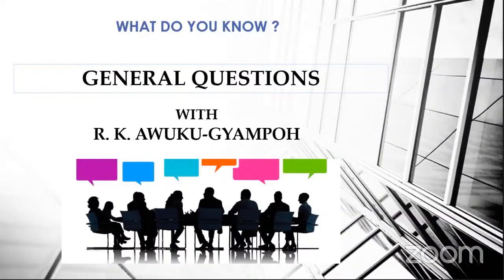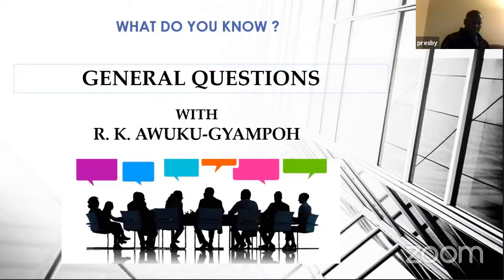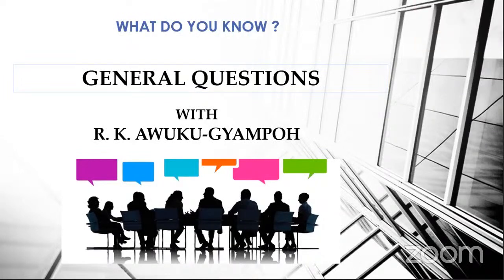So let me ask another question. How many presbyteries do we have? About 22. 22 presbyteries. Okay, that's beautiful.